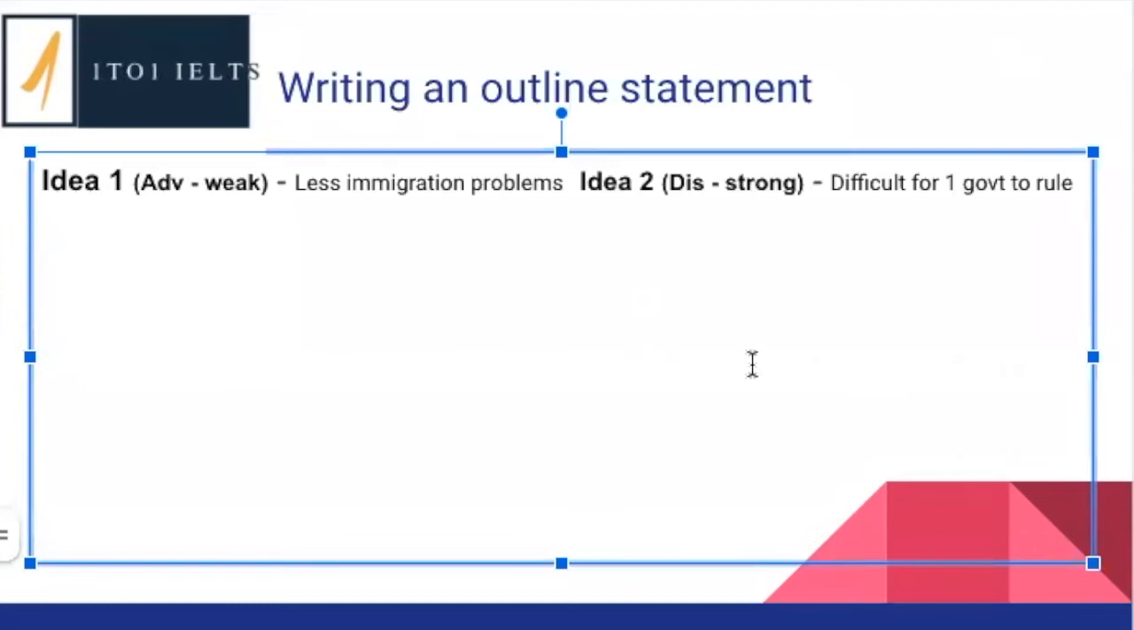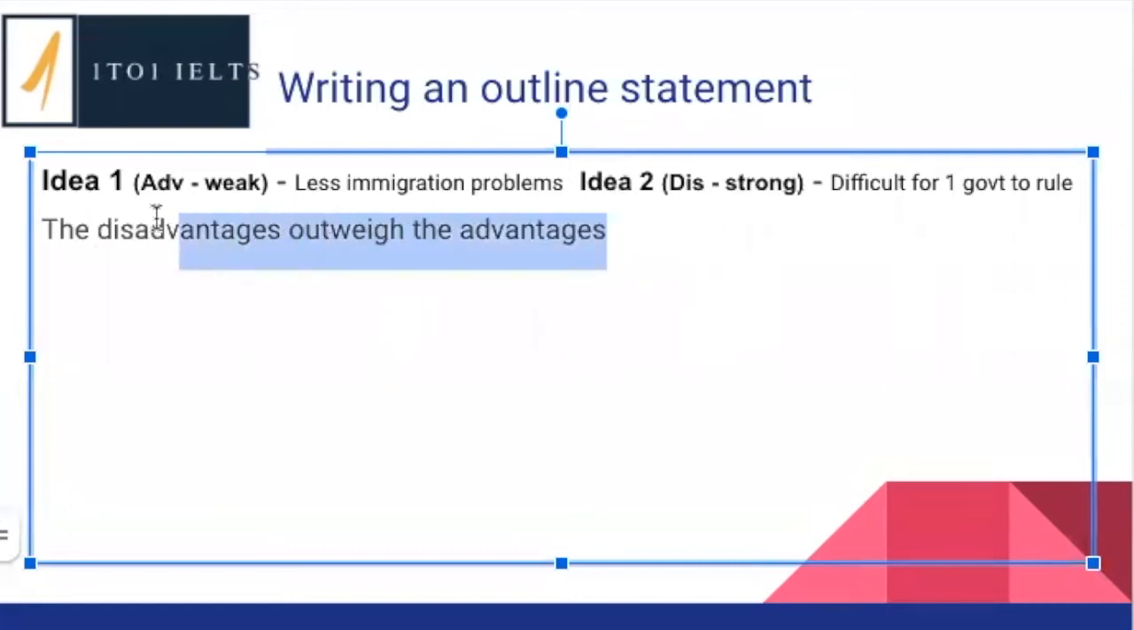What do you think we could do here? Idea 1 is less immigration. Idea 2 is difficult for governments to rule. And remember, this question is, do the advantages outweigh the disadvantages? So we're going to need to state that directly. So we are saying the disadvantages outweigh the advantages. This expression needs to be in there at some point.